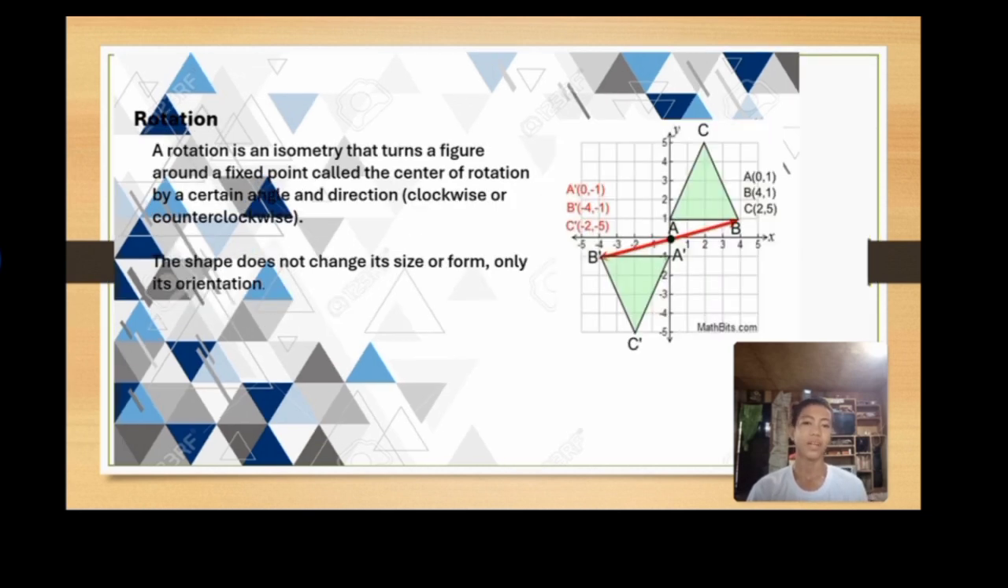Rotation. A rotation is an isometry that turns a figure around a fixed point called the center of rotation by a certain angle and direction, clockwise or counterclockwise. The shape does not change its size or form, only its orientation.